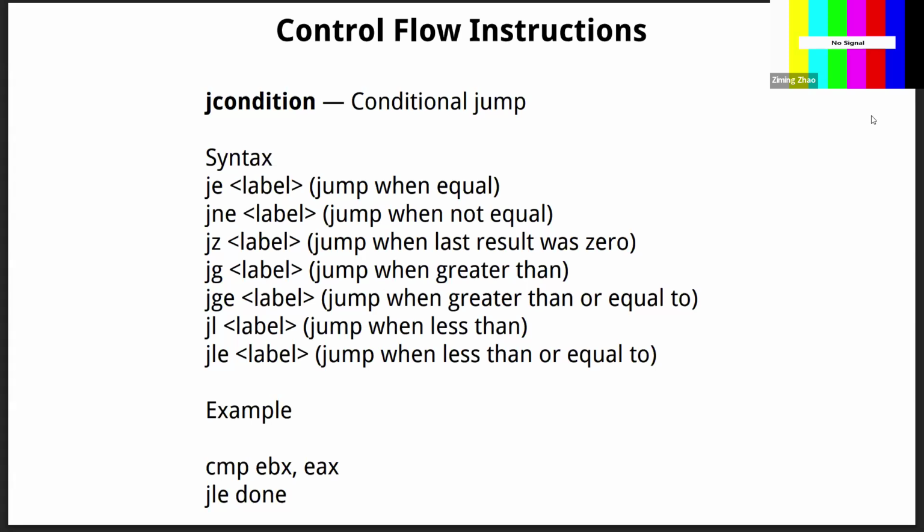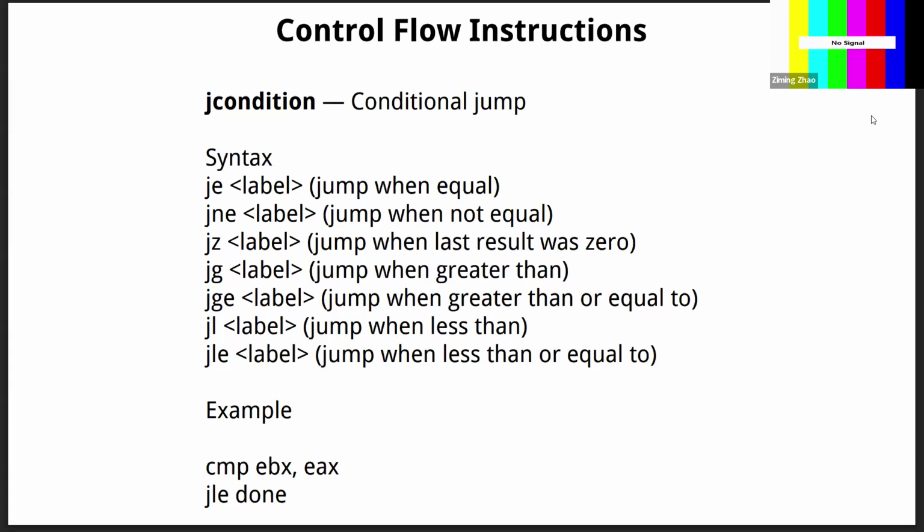0, JG is jump when greater than, JGE jump when greater than or equal to. So let's say we have a compare instruction, compare EBX with EAX, then jump less or equal to another label.